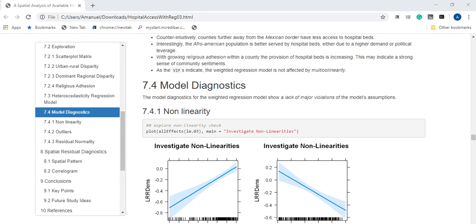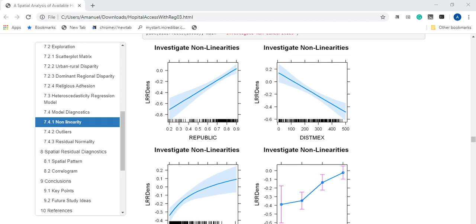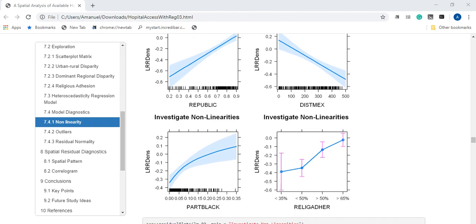Modeling diagnostics, investigating nonlinearities. Republican counties have higher access, as well as the African-American population, and here with religious adherence, the groups that are more religiously affiliated have higher access.